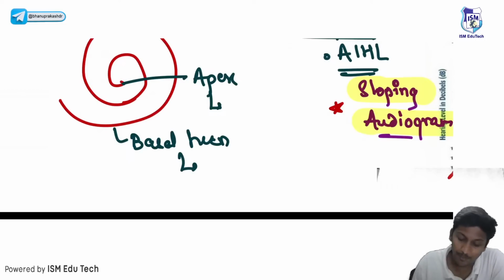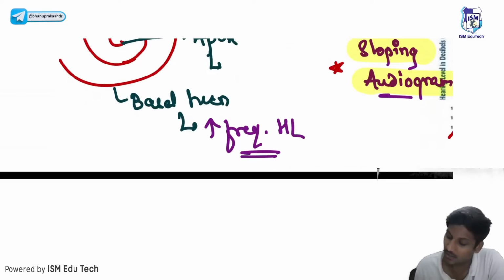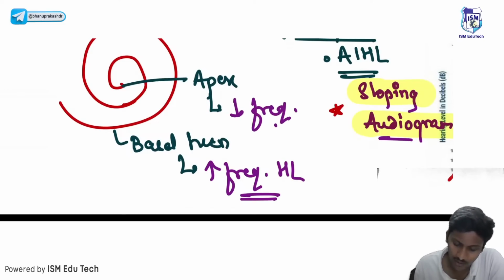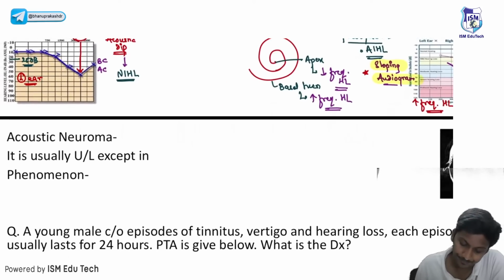So please remember, if the basal turn of cochlea is damaged, the patient will have a high frequency hearing loss. And if the apex of the cochlea is damaged, the patient will have a low frequency hearing loss. Okay? So that's the important thing.